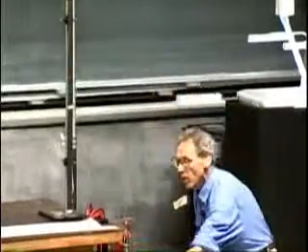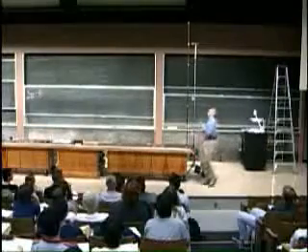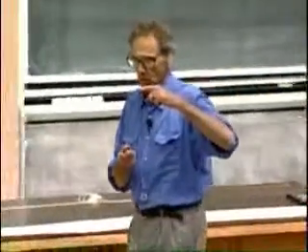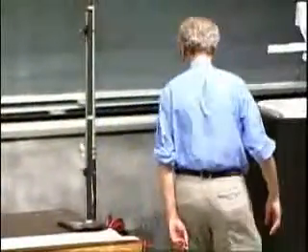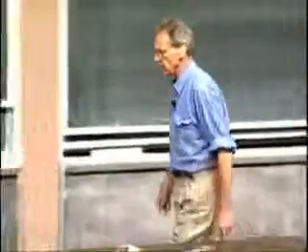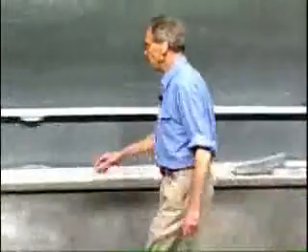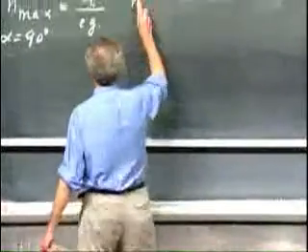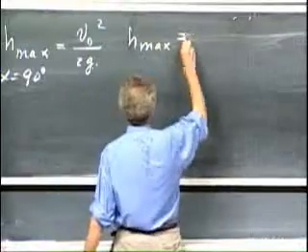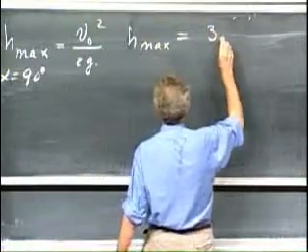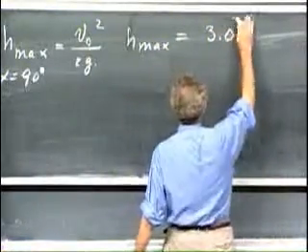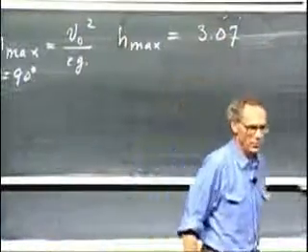3, 2, 1, 0. Lower. Higher. So it was 10 centimeters, 5 centimeters higher, so we'll take 7. So we will make 7 and we'll have to allow for an uncertainty. So H max is about 3.07.